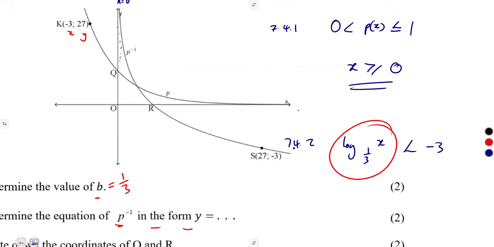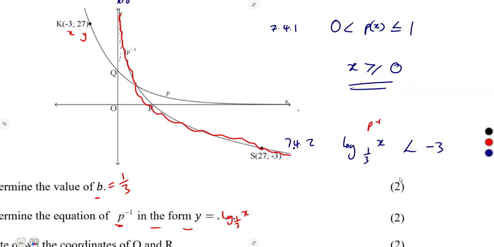The logarithm, that was the inverse. Remember, that was our inverse. It was the logarithm of x in base of a third. So this is the inverse. They are simply saying the inverse of p is what? Less than -3. This is our inverse, guys. The graph of what? Of the inverse.